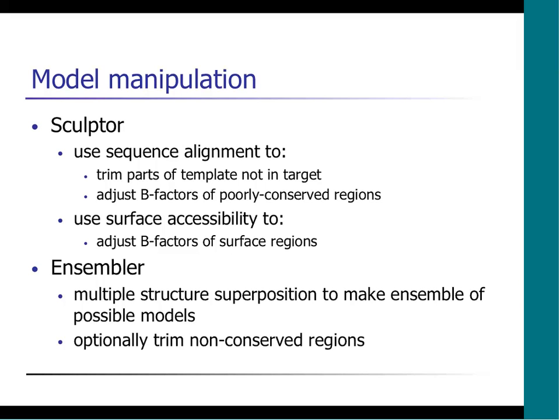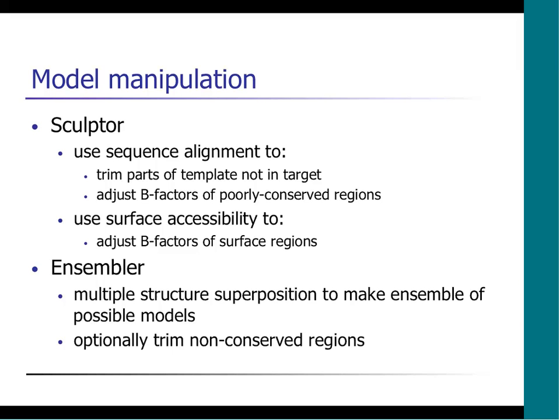If there are regions that are poorly conserved in terms of sequence identity, it increases the B factors of those regions, and it also increases the B factors of surface regions because the parts on the surface of a model tend to be the worst. And there's another program, Ensembler, if you have multiple choices of model, which can do a multiple structure superposition to make an ensemble for Phaser. And something that's really turned out to be very powerful for some difficult problems we've looked at is that Ensembler can look at the ensemble and trim non-conserved regions. Parts that aren't in a conserved core are trimmed off. And actually, for some cases with models around 20% sequence identity, it's been very important to do this.